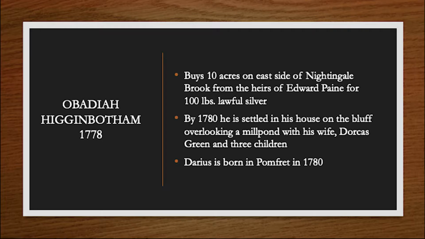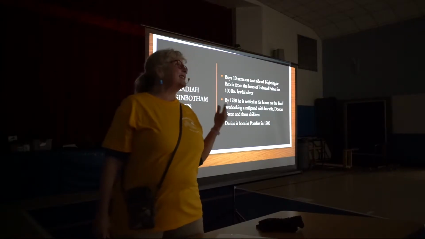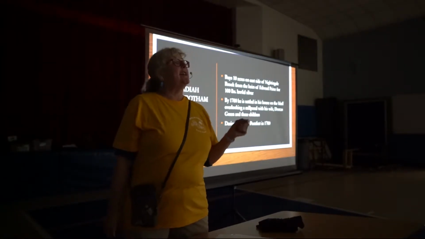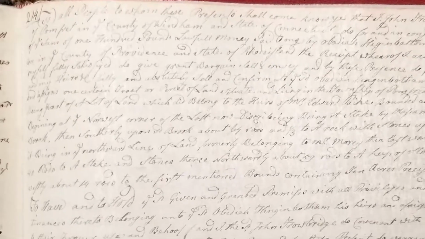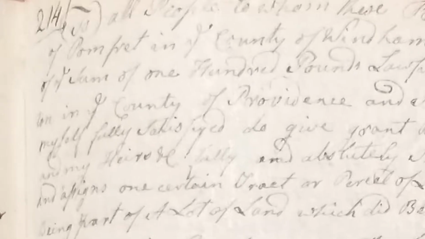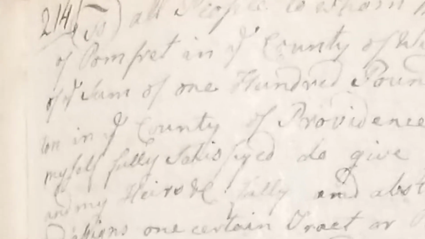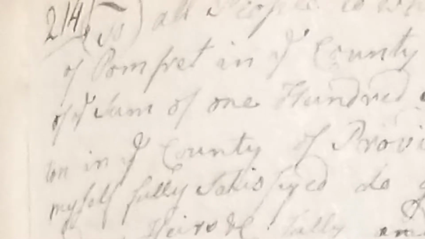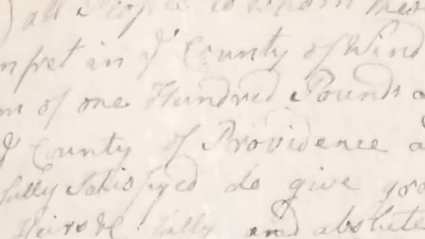In 1778, Obadiah buys 10 acres of land on the east side of Nightingale Brook from the heirs of Edward Payne. In Edward Payne's will, he had set aside 100 pounds of gilded Spanish silver for his 6 grandchildren. And he directed his heirs to sell 10-acre lots of land in his south lot to pay for that, so that they would have that 100 pounds of silver.